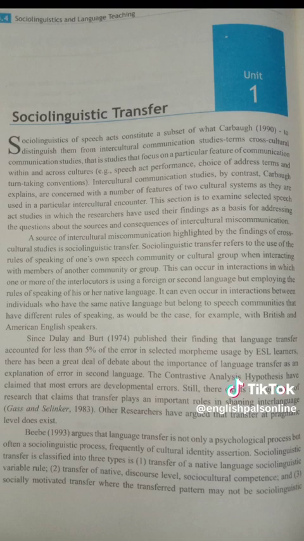Sociolinguistic transfer is classified into three types: one, transfer of native language sociolinguistic variable rules; two, transfer of native discourse-level sociocultural competence; and three, socially motivated transfer, where the transfer pattern may not be sociolinguistic.